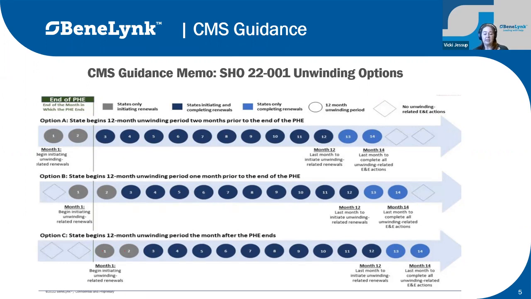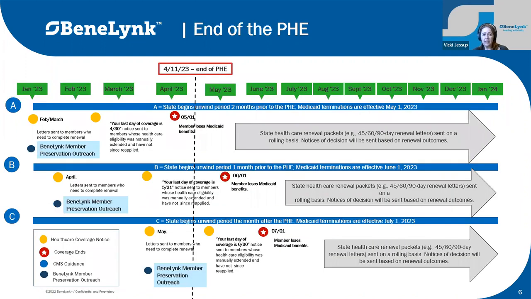So if we go to the next slide, Kesley, what that translates to, if the PHE ends in April, the states that elect option A would have disenrollments beginning May 1st, so eligibility would extend through April 30th, the month of the PHE ending, but no coverage as of May 1. And then states that are in option B would have termination starting 6/1, and then the states choosing option C would have disenrollment starting 7/1.